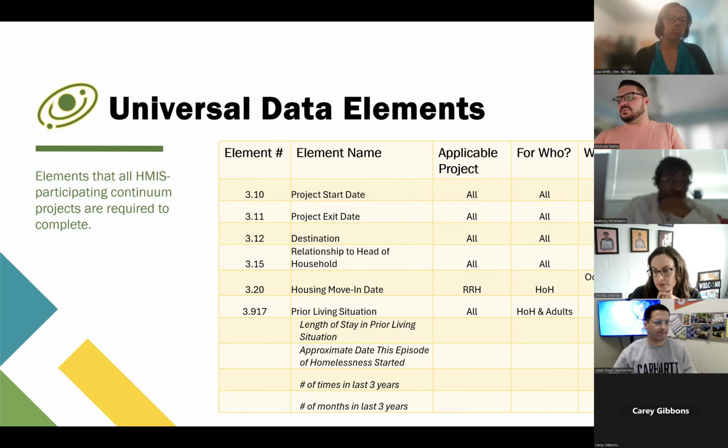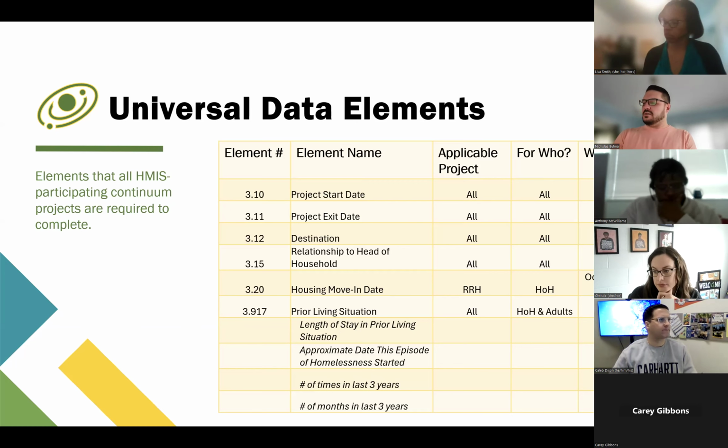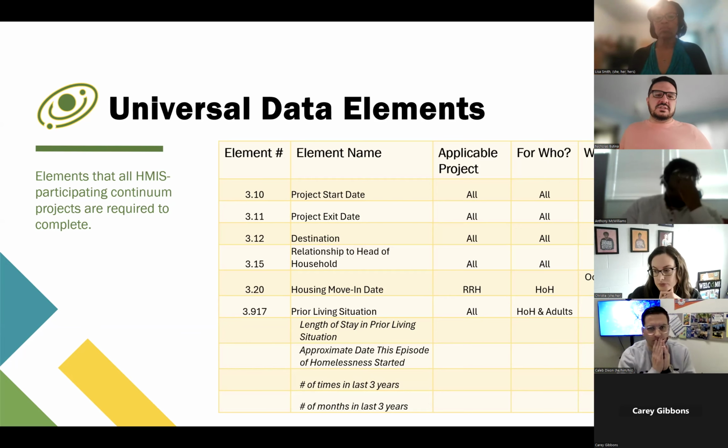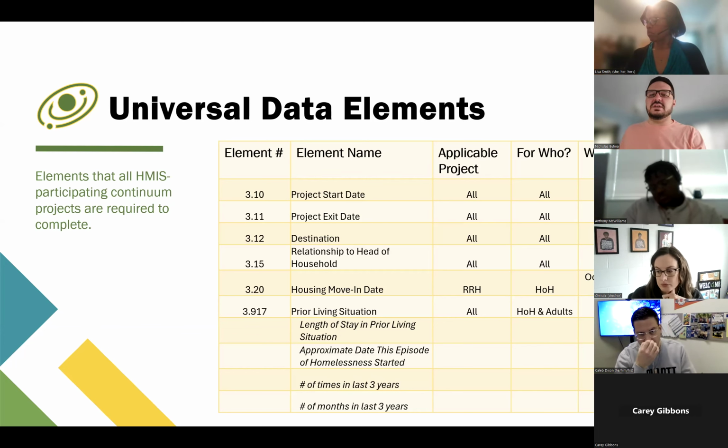All right. The last one here is prior living situation. And really, this is all the homelessness questions. We're trying to get at people's homeless history. This is required for every project, but it's only going to be collected for head of households and adults. Usually what happens is if there's children in the household, it just sort of reverts to what the head of household's information is. And you're going to collect this at project start.